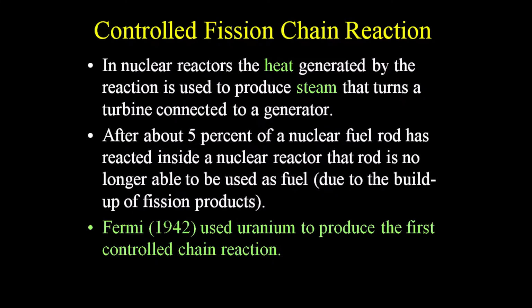In nuclear reactors, the heat generated by the reaction is used to produce steam that turns a turbine connected to a generator. After about 5% of a nuclear fuel rod has reacted inside a nuclear reactor, that rod is no longer able to be used as fuel due to the buildup of fission products. Fermi used uranium to produce the first controlled chain reaction.